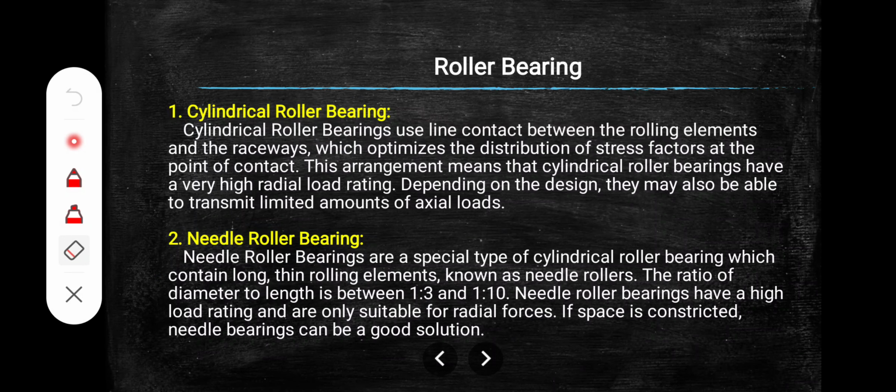Next we go to the roller bearing. Cylindrical roller bearings use line contact between the rolling element and the raceway, which optimizes the distribution of stress at the point of contact. This arrangement means that cylindrical roller bearings have a very high radial load capacity. Depending on the design, they may also transmit a limited amount of axial load. That's why cylindrical roller bearing is used where high radial loads are present, like machine tools.